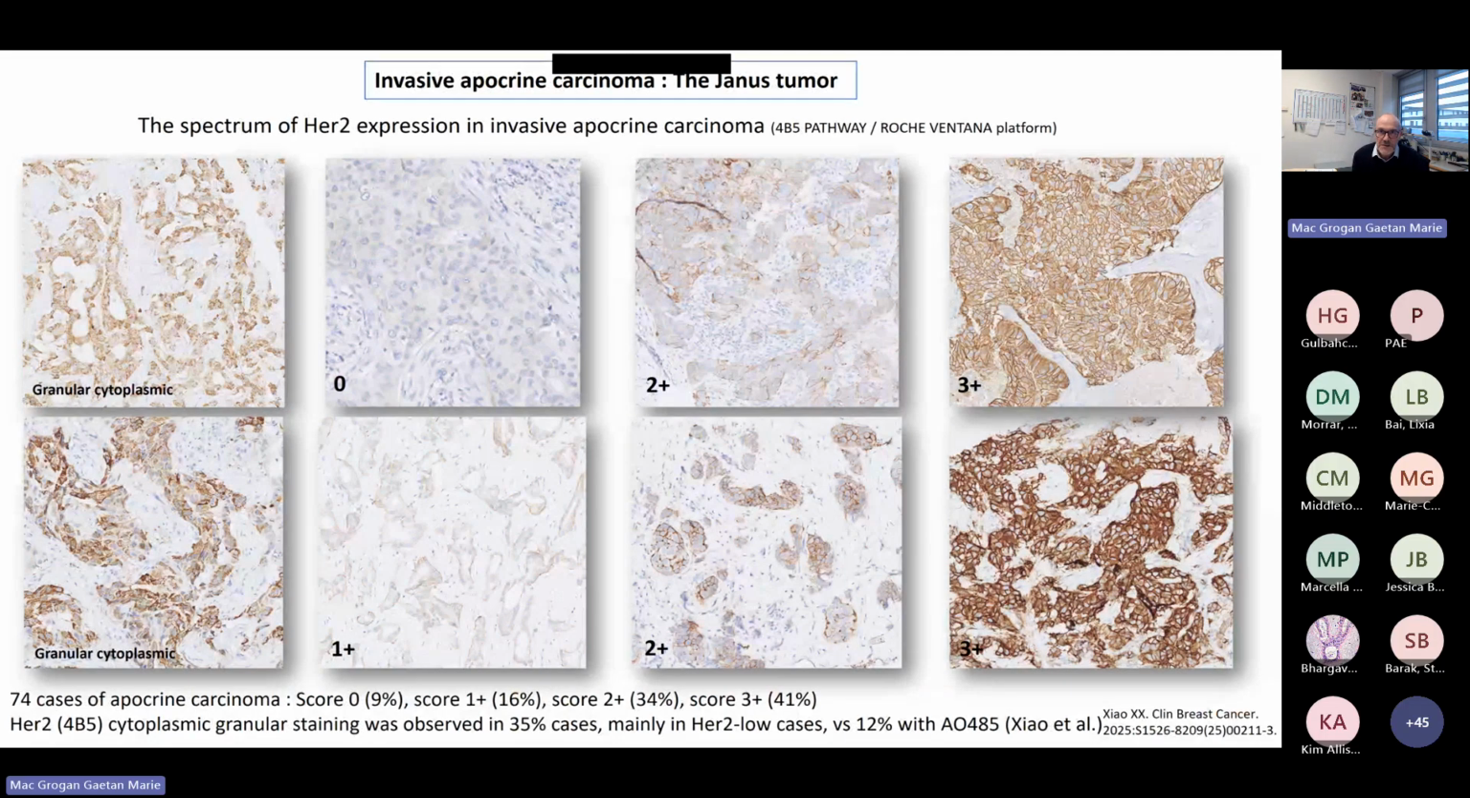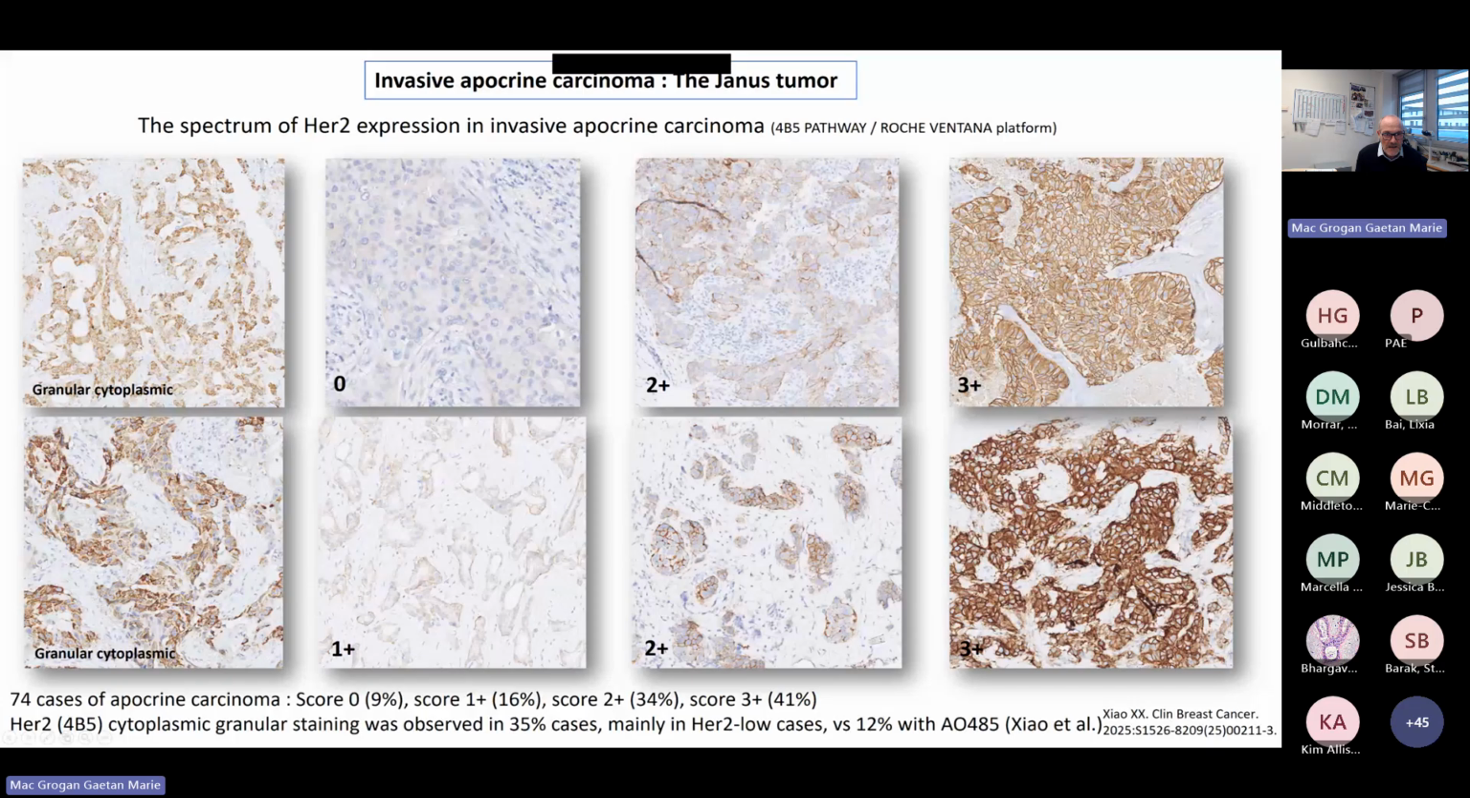Now, the spectrum of HER2 expression in invasive apocrine carcinoma is pictured here in this slide. There's a recent paper by a Chinese group, Xiao et al., in Clinical Breast Cancer, where they studied 74 cases of apocrine carcinoma. In 9% of the cases they were HER2 score 0. In 16% of cases, there was HER2 score 1 plus, in 34% there was HER2 score 2 plus, and in 41% they were score 3 plus.